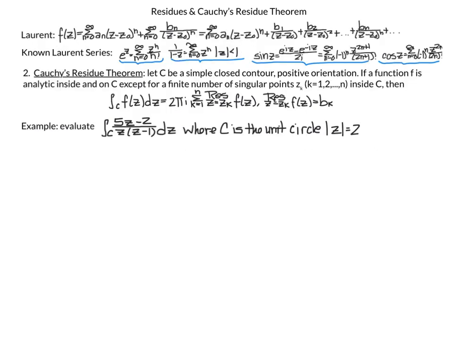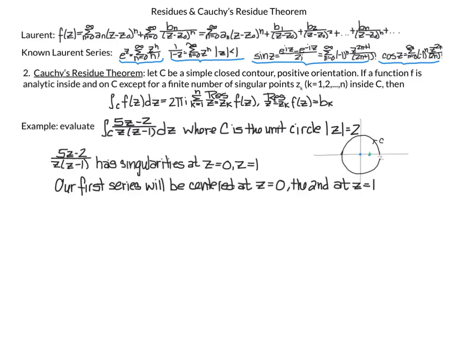So this is our example where we have more than one singular point inside C. So the example is to evaluate the closed curve integral of 5z minus 2 divided by z times z minus 1, where C is the unit circle, absolute value of z is less than 2. And the first thing I like to do is graph my C.